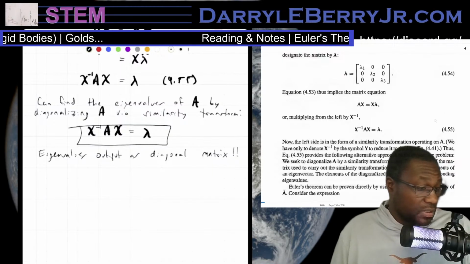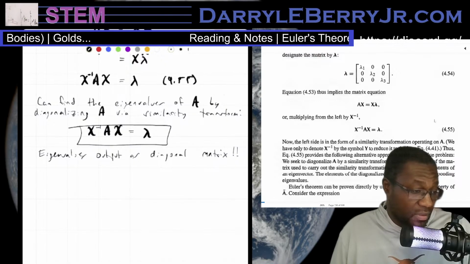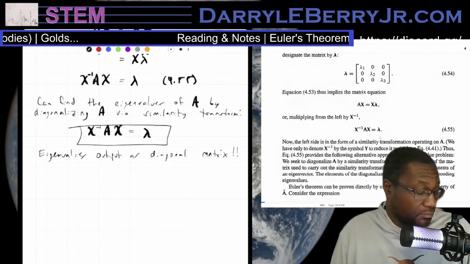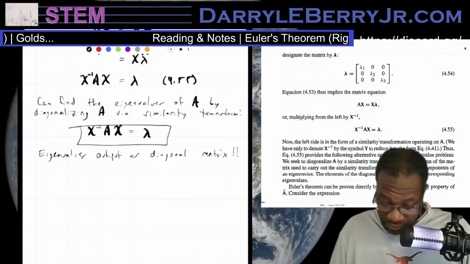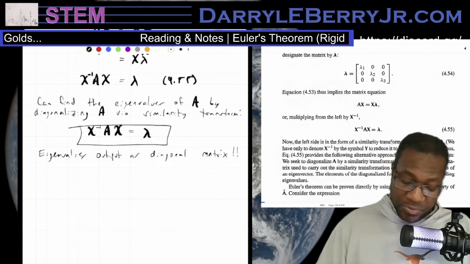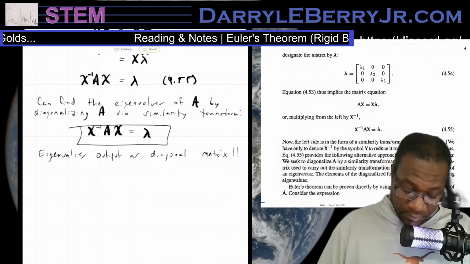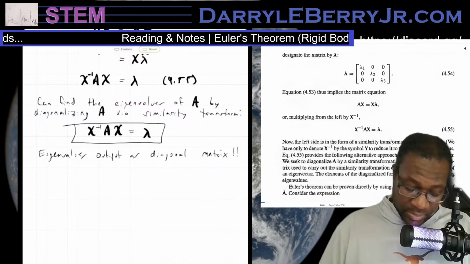Each column of the matrix used to carry out the similarity transformation consists of the components of an eigenvector. Okay? The elements of the diagonalized form of A are the corresponding eigenvalues. That's pretty neat. Sometimes I hate math. Sometimes I think math is cool.